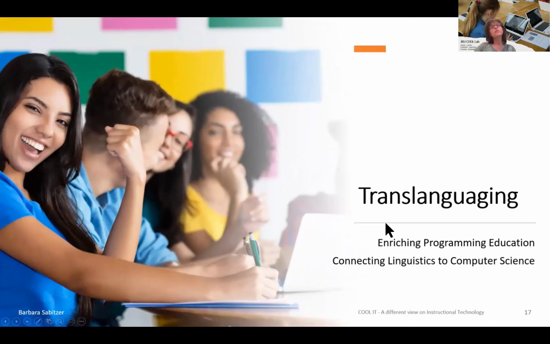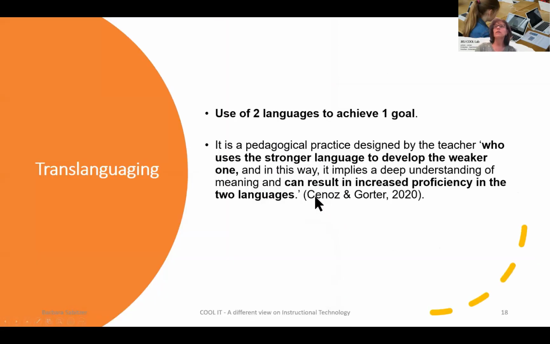The last strategy, and then I come to the end, is more or less an outlook, because we are really at the beginning: translanguaging, which is simply the use of 2 languages to achieve one goal. It's a pedagogical practice in bilingual education, where the teacher uses the stronger language to develop the weaker one, and that can result in increased proficiency in the two languages. So this is related to languages, but we hope to transfer that into learning a programming language.